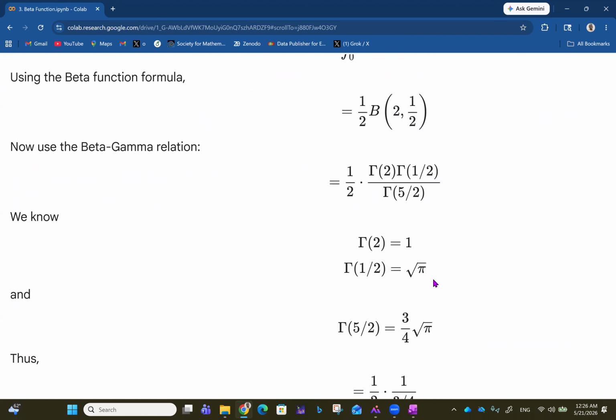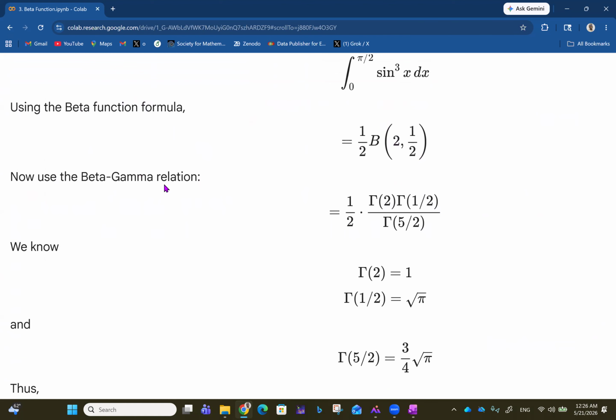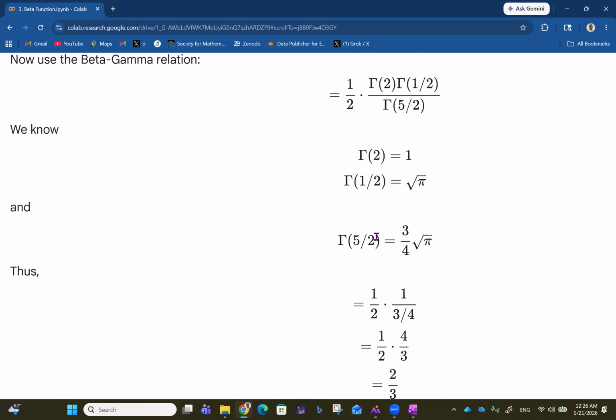So we can then use what we know. Now use the beta gamma relation. You already have half here, and this is gamma 2 gamma half all over gamma 5 over 2. We know that gamma 2 is 1 because that'll be 2 minus 1 factorial, which is 1 factorial, and that is 1. Then gamma half is root pi, taken care of. Gamma 5 over 2 is what we now need to talk about.